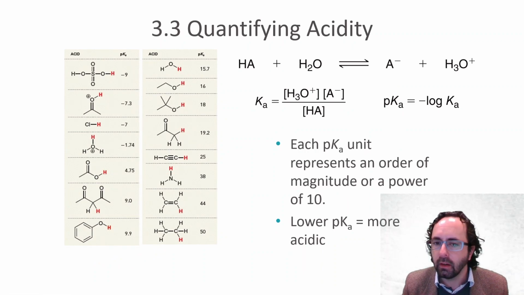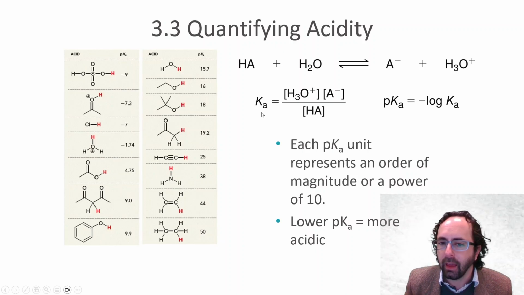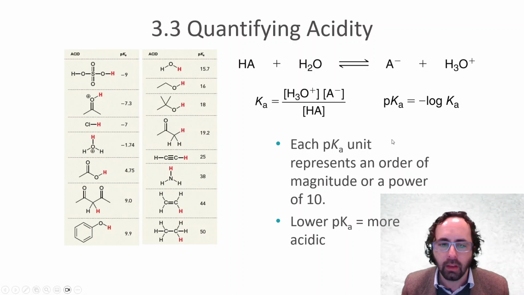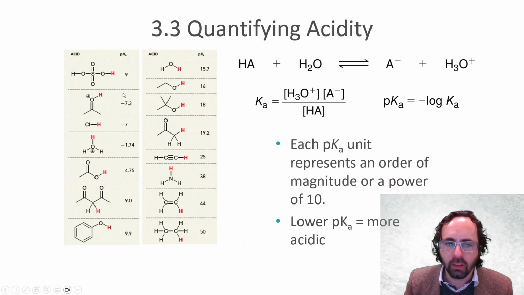When it comes to acidity, we quantify acidity based on a value called the Ka. The Ka is defined for an acid as the concentration of its conjugate base times the concentration of the hydronium ion divided by the concentration of the weak acid initially. And usually in OChem we use the pKa, which is the negative log of that, because it results in more convenient numbers like those you see here.